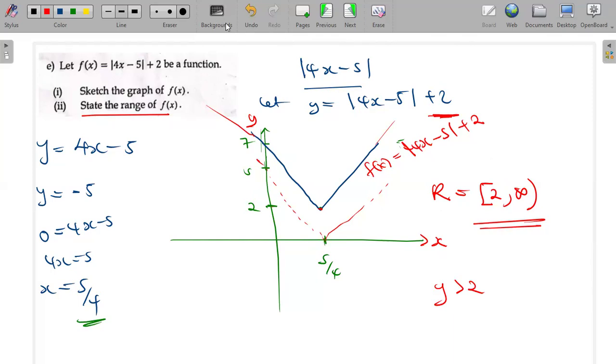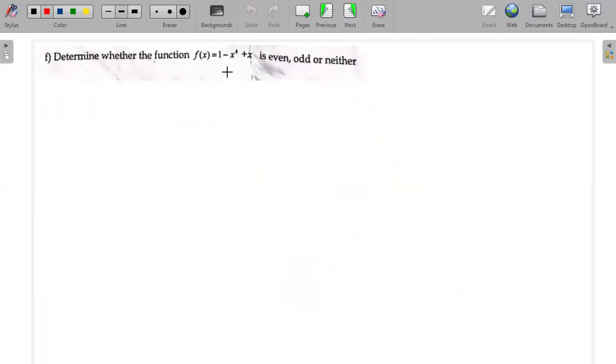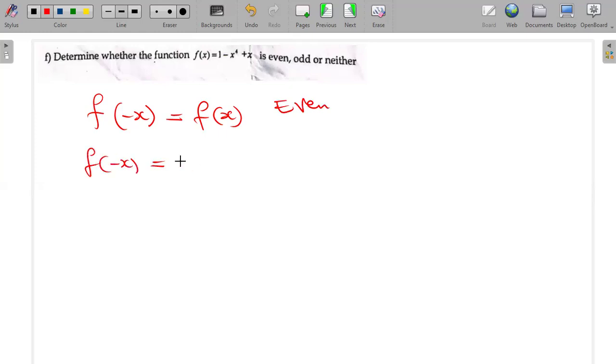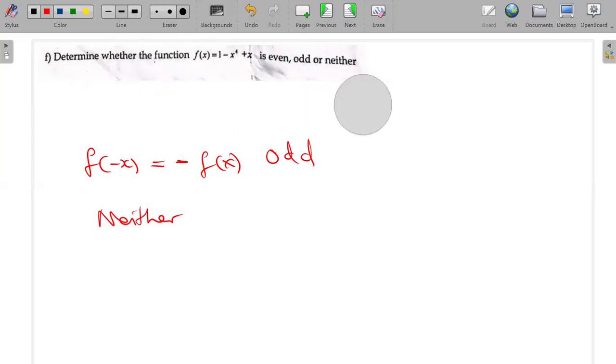Okay, so our next question now is saying determine whether f of x is even, odd, or neither. To determine whether a graph is even, odd, or neither, where there's x, we put negative x. And if we get back our function the way it is, we get back f of x, then it means that the function is even. Then if we put negative x and we get negative f of x, it means that the function is odd. But if we get neither of the two, it means that the function is neither even nor odd. So let us do that.